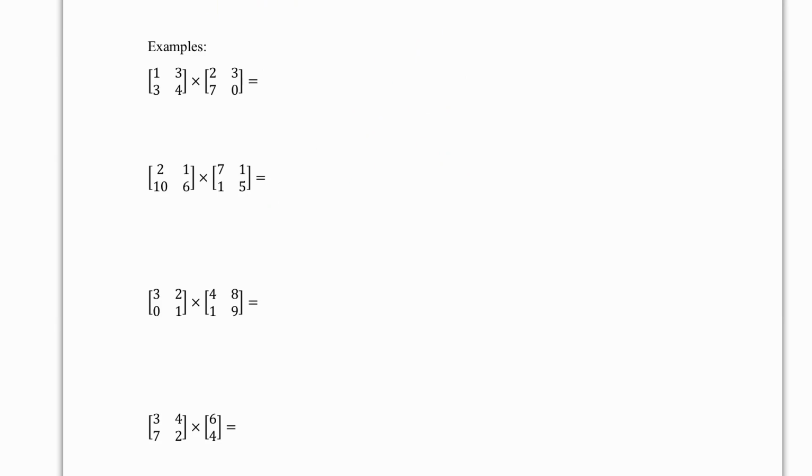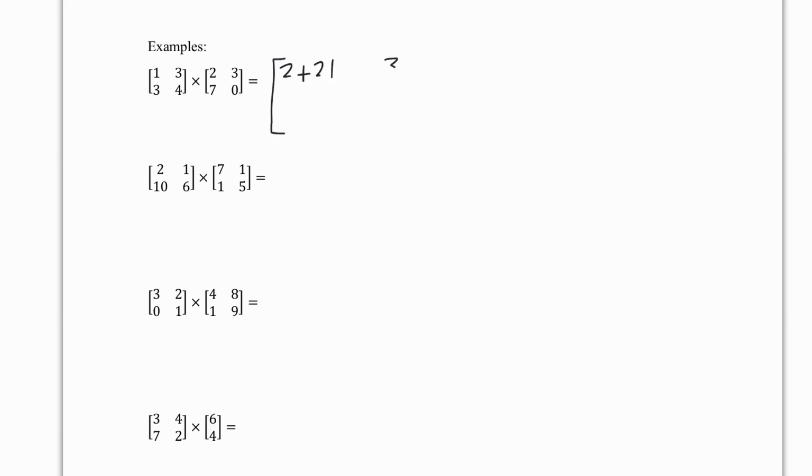So let's practice some examples to get proficient with this. So we have some matrices here, and again, I encourage you to pause the video and give these a try, and then I'll go ahead and multiply them. All right, so the first one here, 1 times 2. So we're taking this row and this column. So 1 times 2, that's going to be 2. 3 times 7 is 21. That gives us the first entry.